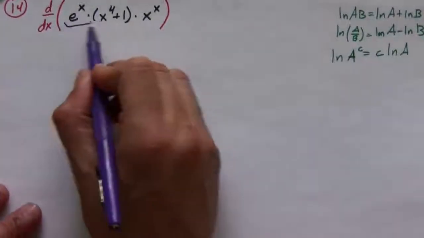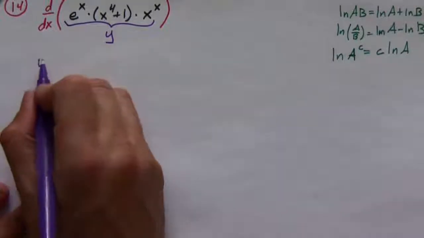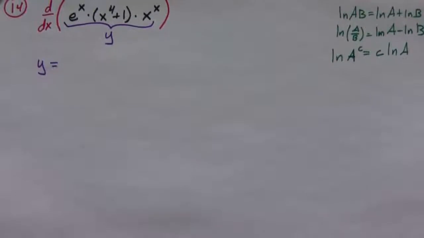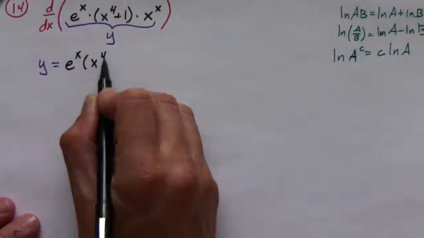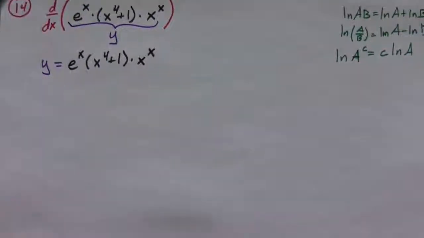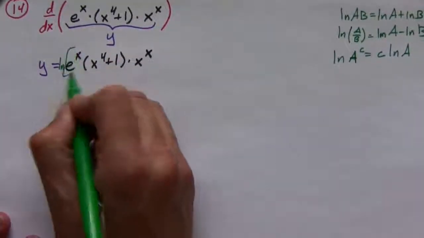Now this time, instead of f of x, I'm going to call this guy y. So I'm going to say that y is equal to e to the x times x to the fourth plus 1 times x to the x. But I'm going to do the same thing. I'm going to get the natural log of both sides.